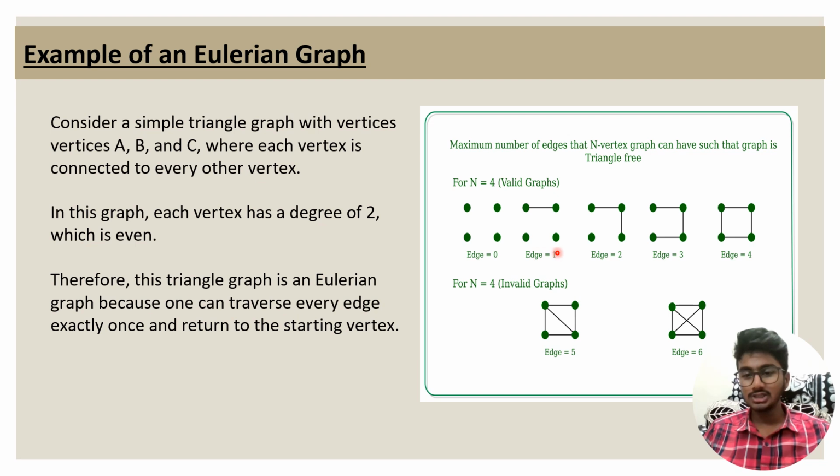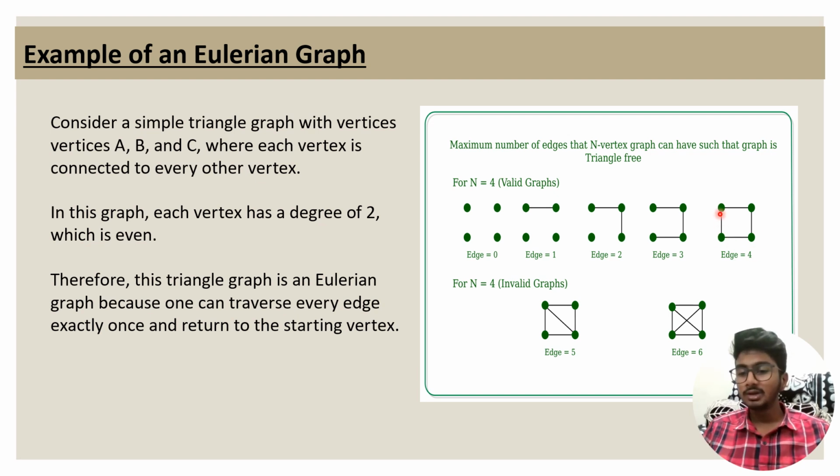Here edges 0, edges 1, 2. Here it has degree 2. But here one vertex is not connected yet, so we can't conclude that it is an Eulerian graph. Again coming to edge 3, here the last node is not returning, so it is not connected, so I can't say it is an Eulerian graph.